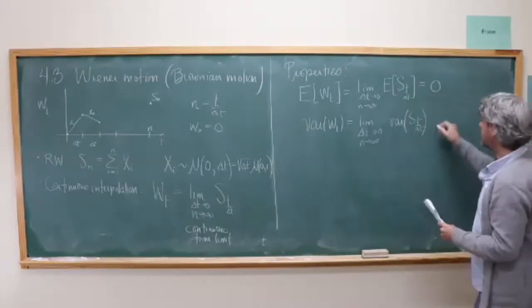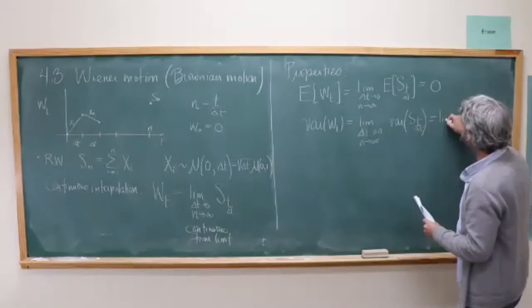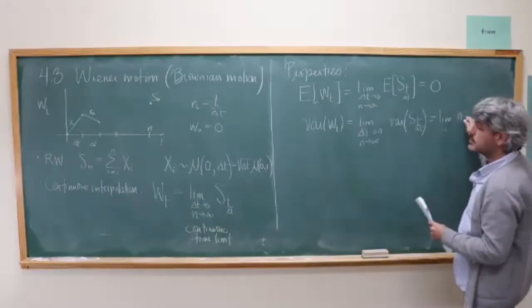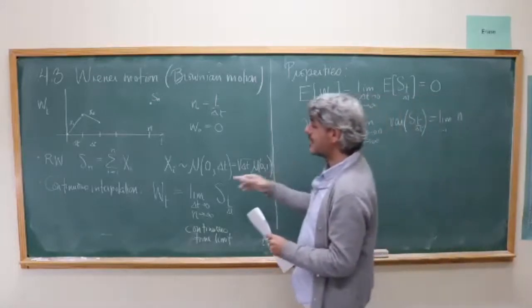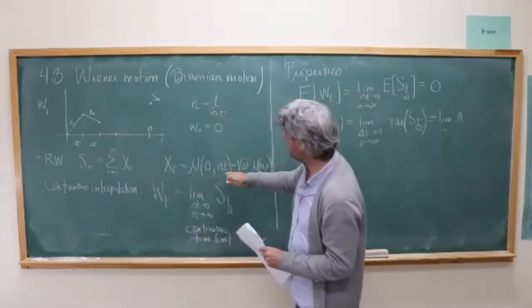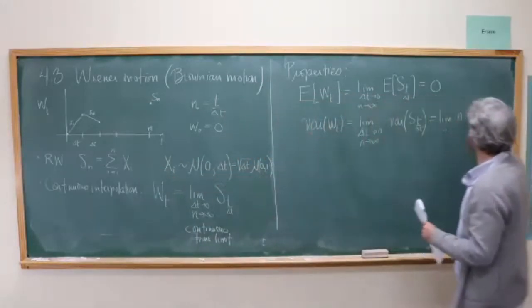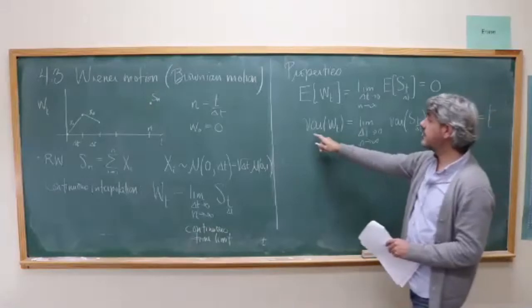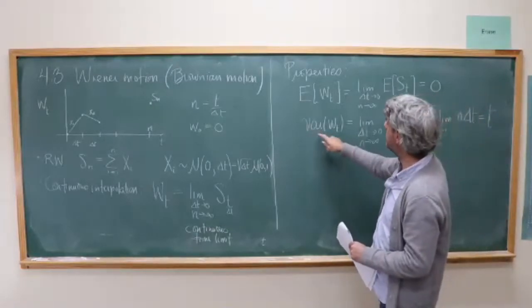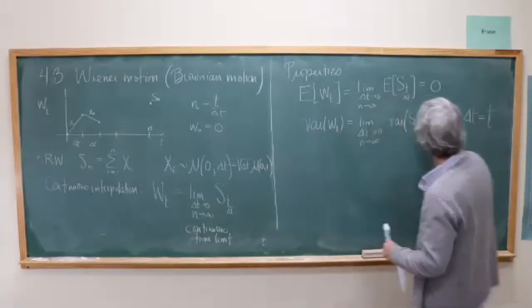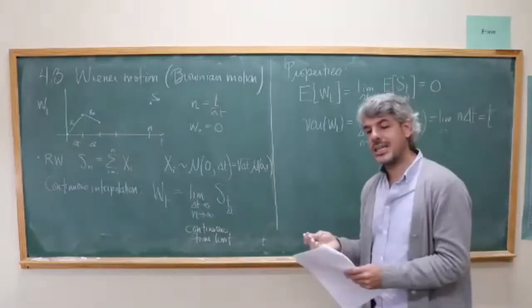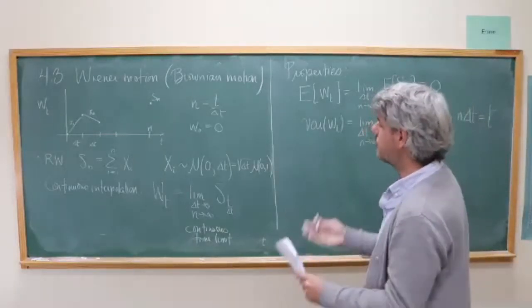We know that this is given by, we have the limit still, n times the variance. So it's n times the variance of each of the displacements, but the variance of each displacement is delta t. So this is t. And this is the defining feature of Brownian motion. The variance of Brownian motion at time t is t. So the variance of the Brownian motion grows linearly with t. And this is what defines Brownian motion.